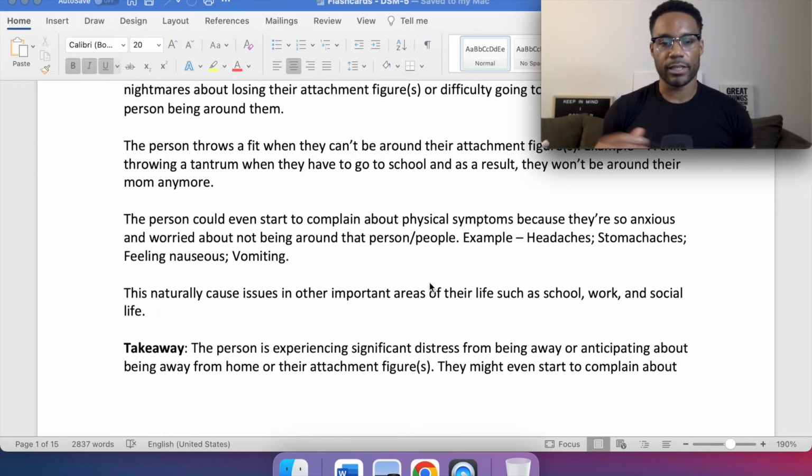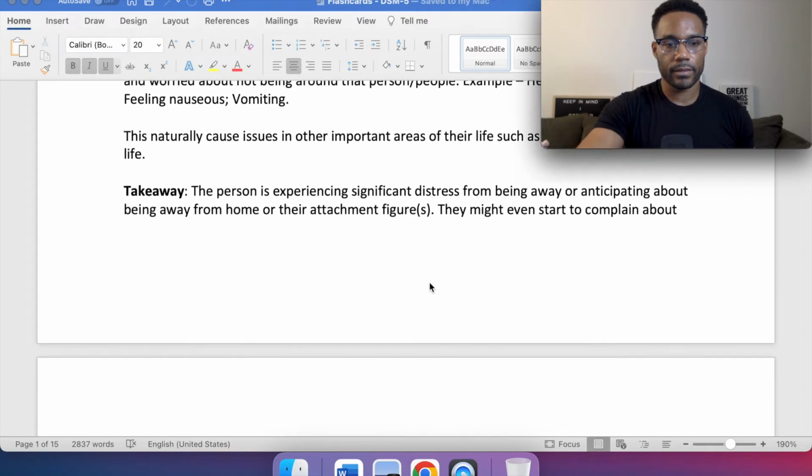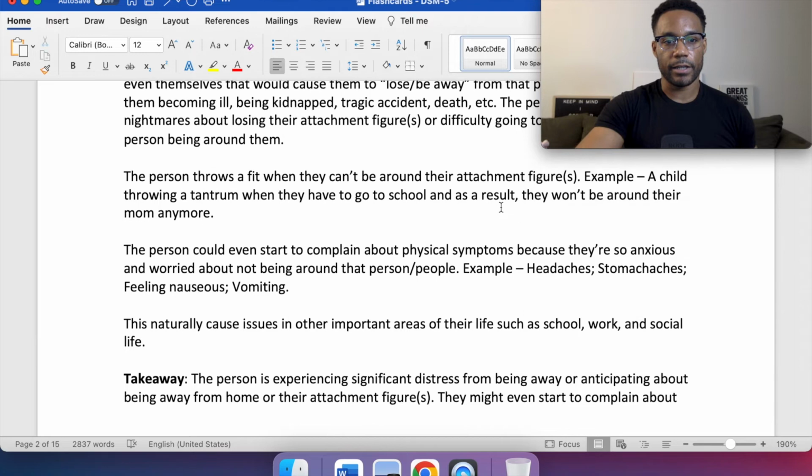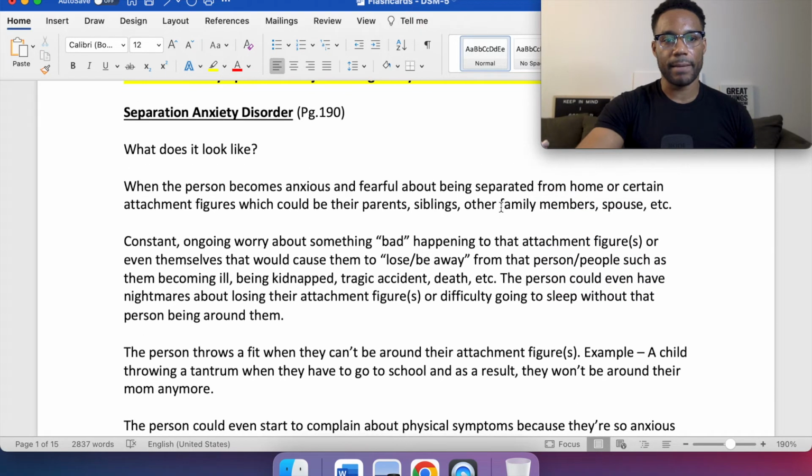They might even start to complain about physical symptoms as a result. Separation anxiety causes clear issues in their school, work, and or social life. So this really just breaks it down right here. What is the main takeaway? What are the main points to look for?